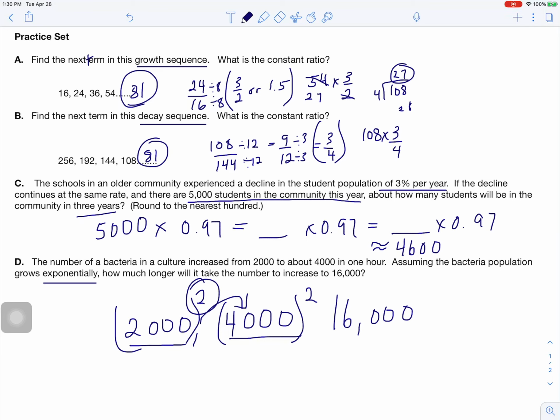So really our answer is how much longer is it going to take? It's going to be 2 hours to get all of it grown to the 16,000 number. So there is your lesson 102.